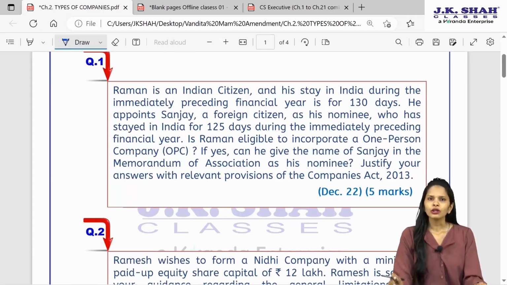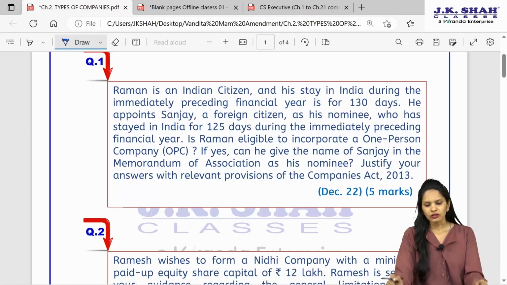So let us start with the first question, which is your December 22 question, which was asked for 5 marks. And as you all know, students, question number 1 does not have any option. So it's a mandatory question. Mostly questions from chapter 2 are asked in your question number 1 only. Hence it's very important to be conversant with your chapter 2.